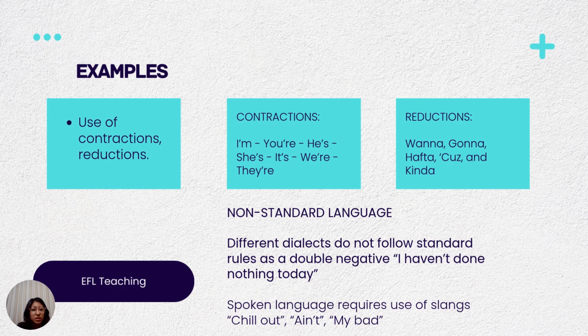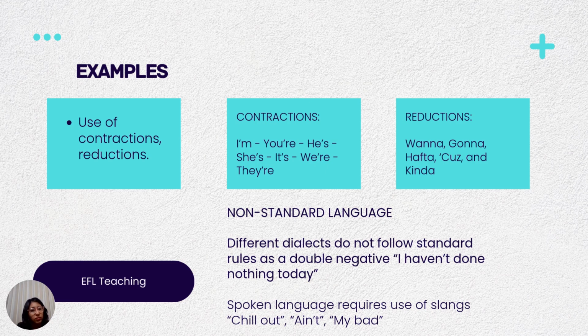Okay, now in descriptive approach, we use contractions or reductions. Some contractions are you're, his, she's, it's, there's, and reductions like wanna, gonna, have to, cause, and kinda. This kind of language helps us to speak in a dialect so that we can interact in a natural way, and it's not a standard language. So in a teaching context, it helps us more to learn how to speak to a native.